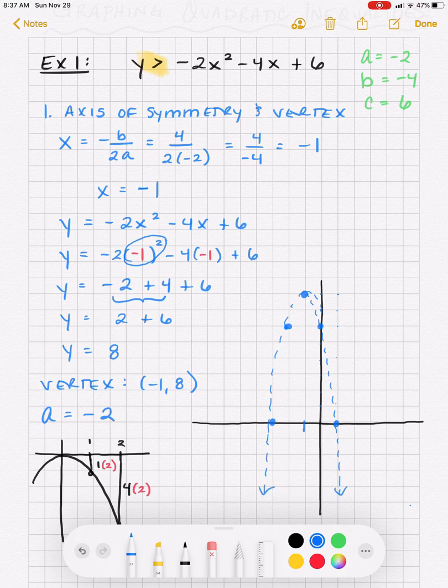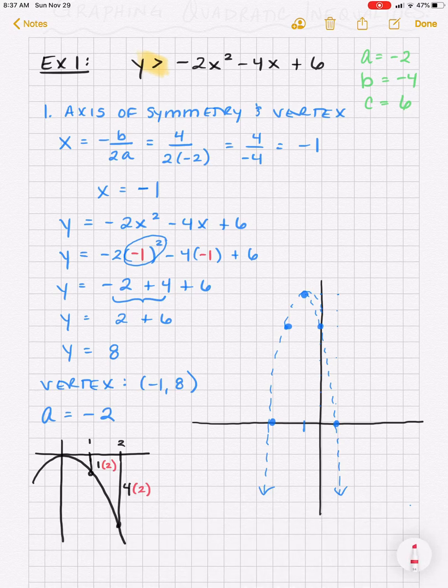Okay, the next thing we need to do is shade. When we shade, we need to think about this inequality as y is greater than. If y is greater than, you are going to shade above the vertex, which would be everything around the parabola.